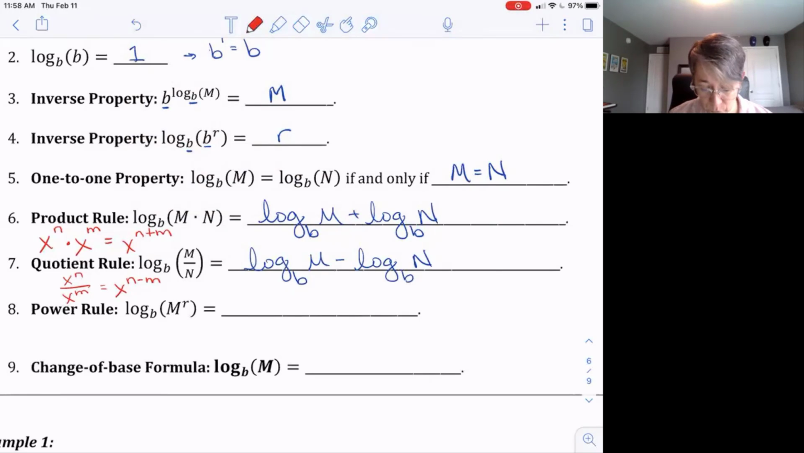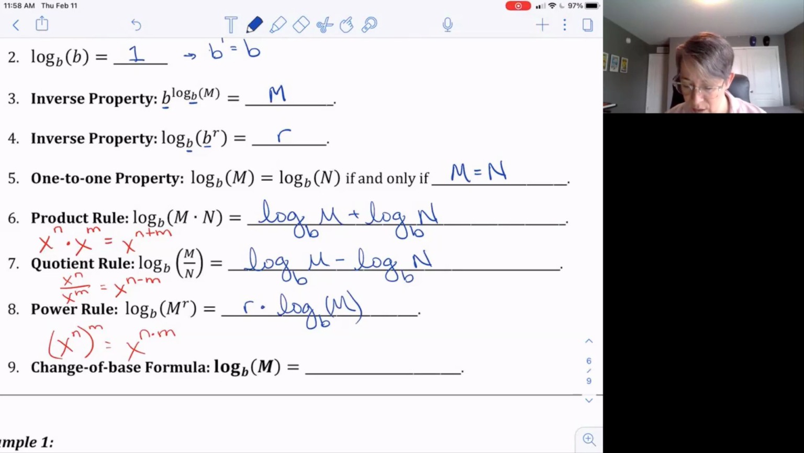Also with power rules, with exponents, if we had x to the n taken to the power of m, in other words, an exponent to an exponent, we multiply those exponents, x to the n times m. Logarithms follow the same format. If you have log base b of an argument m to the r, we can take that exponent and move it to the front and multiply that r times that logarithm that's representing an exponent of an argument m.